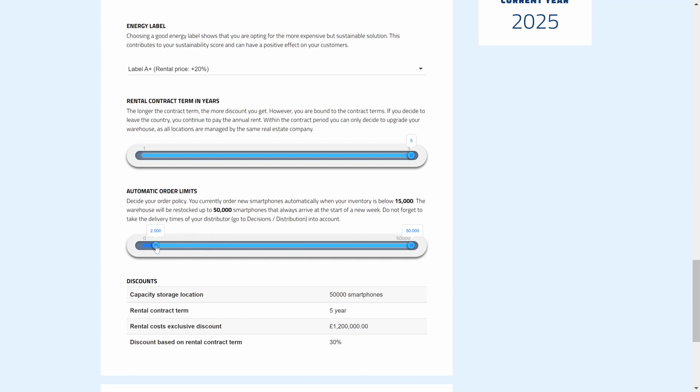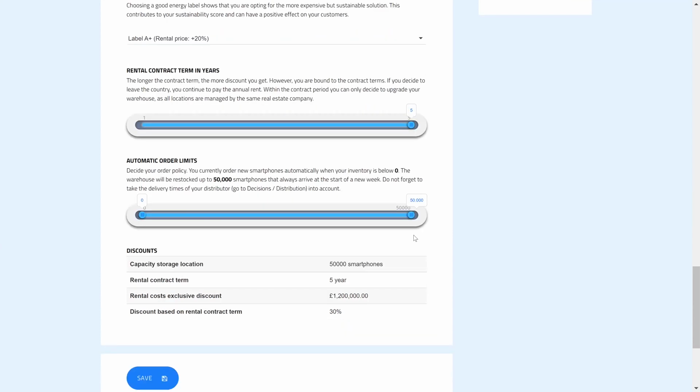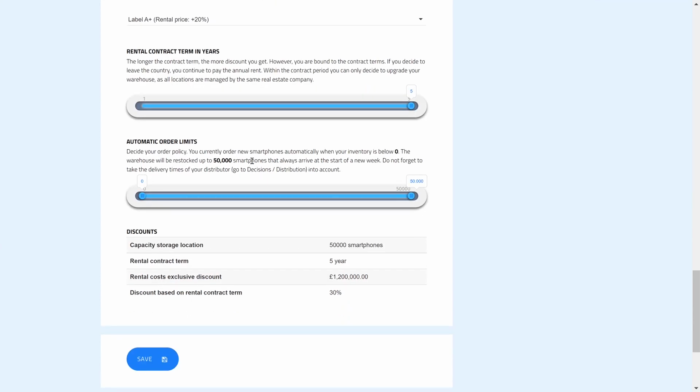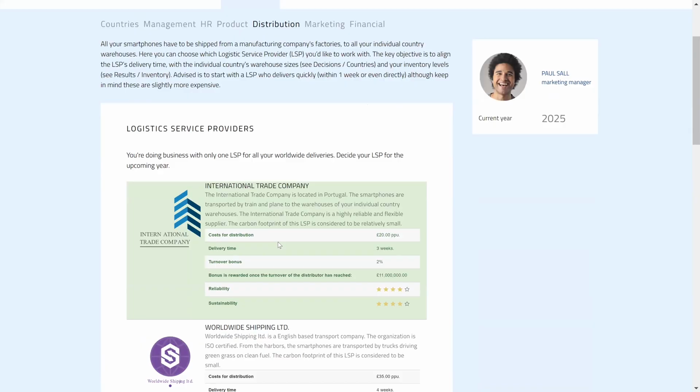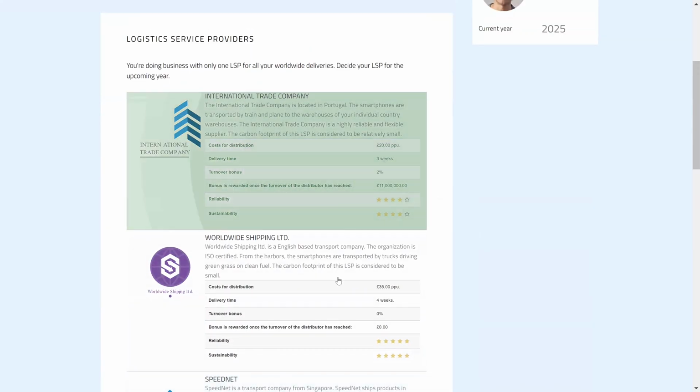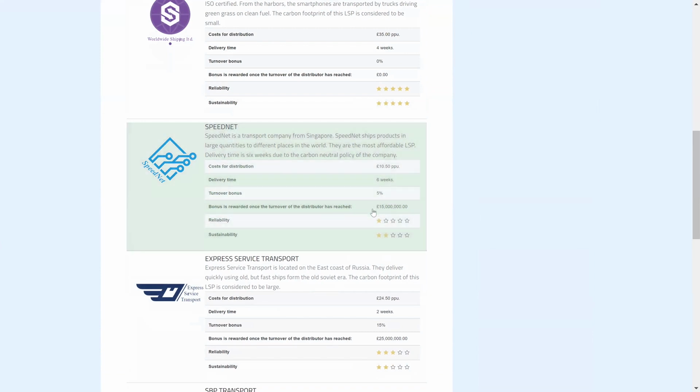This is my reorder point. If I set it to 0, that means I'm waiting until I've sold all 50,000 phones. Then I'm making an order of 50,000, and those 50,000 phones will reach my warehouse in 1 to 6 weeks, depending on the distributor that you've chosen. So let's go to that decision next. We have one distributor that comes every 3 weeks. There's one that comes every 6 weeks. So in that case, you would have 0 phones to sell for 6 weeks.